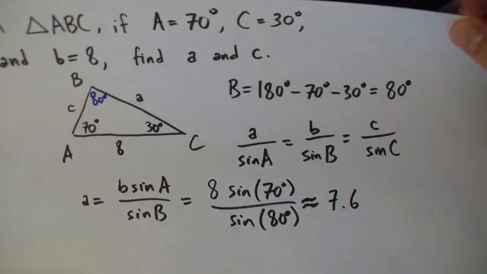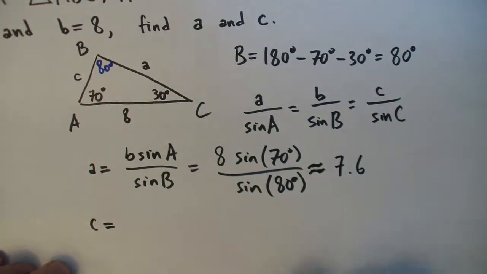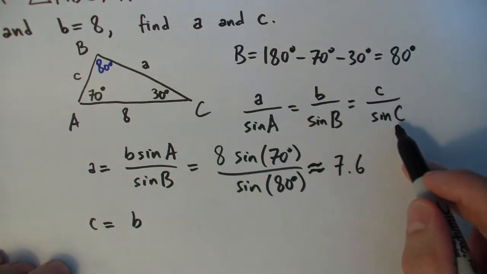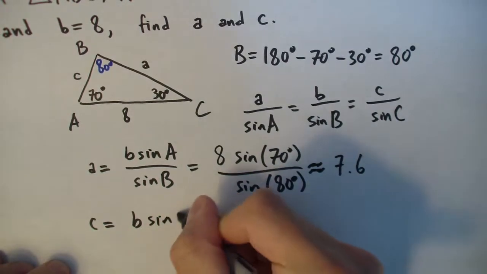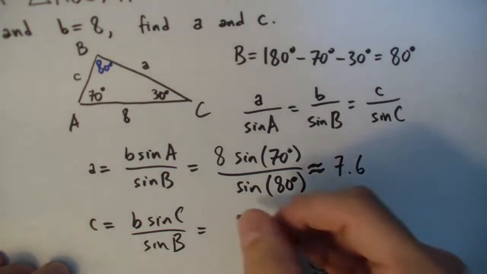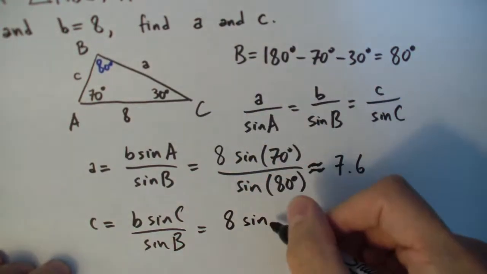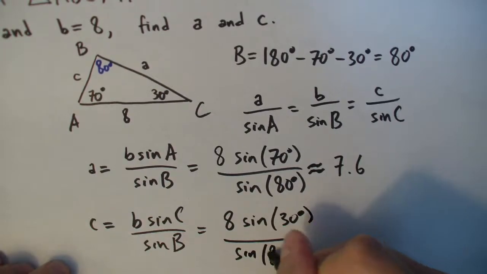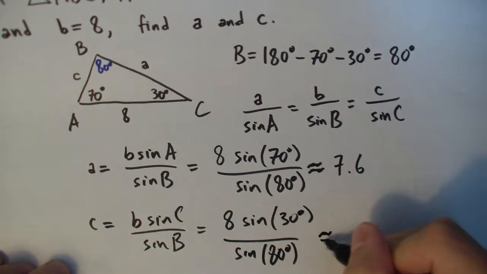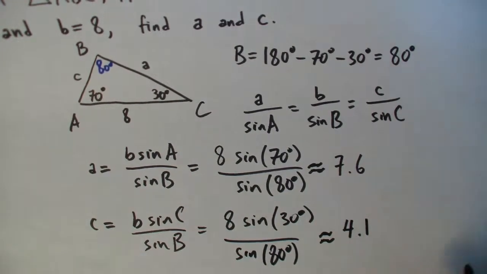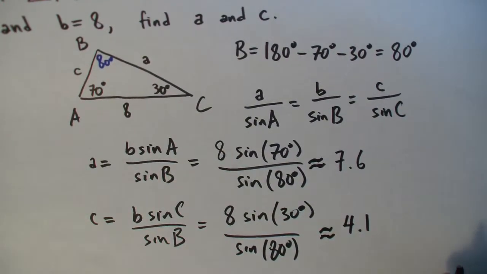And then similarly for c, if we solve for c over here, we're going to get b sine C over sine B. So c is b sine C over sine B. When we plug in, b is 8 and C is 30 degrees and B is still 80 degrees. And when we compute that with a calculator, we get approximately 4.1. So that's how we can solve for the other two sides in an ASA case using the law of sines.